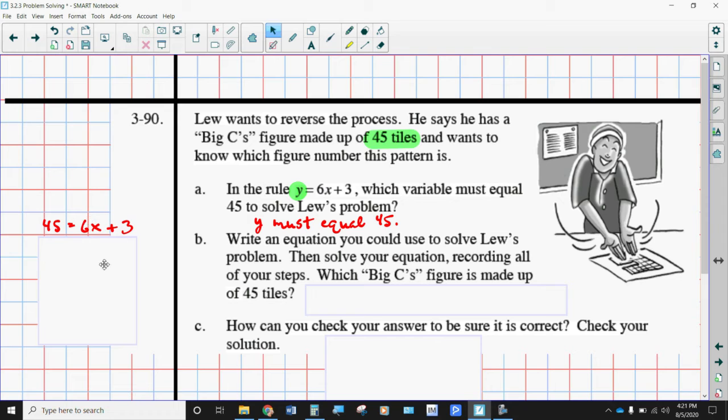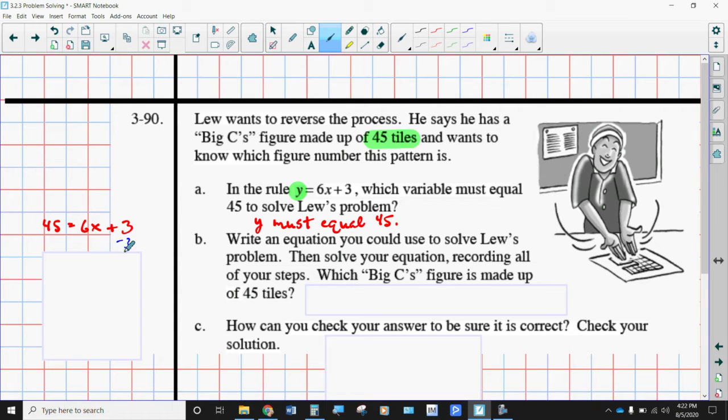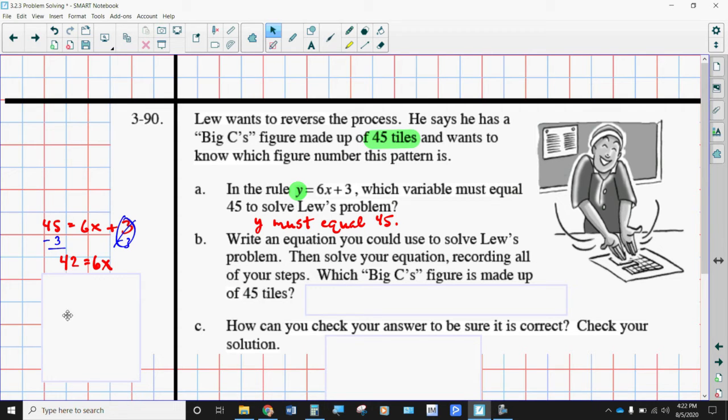All right, so what's the first step that we would do when solving this problem? You would want to get the x's all by themselves, correct? So we would take away this 3, that forms a 0 pair, which means we would also subtract 3 from the left side because we are removing balanced sets, which would give you 42. So now we say 6x is equal to 42.